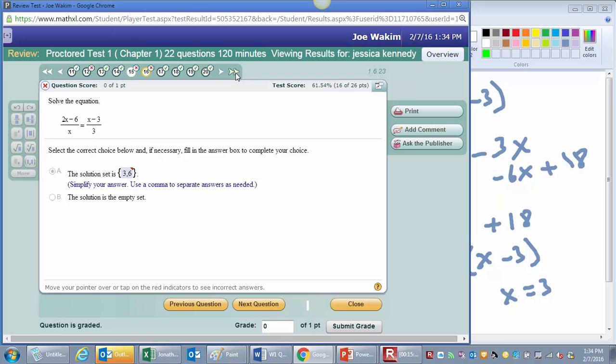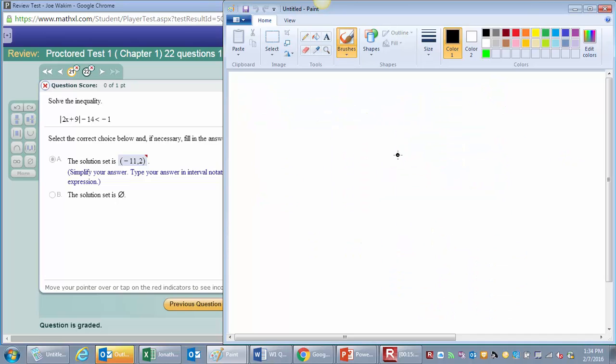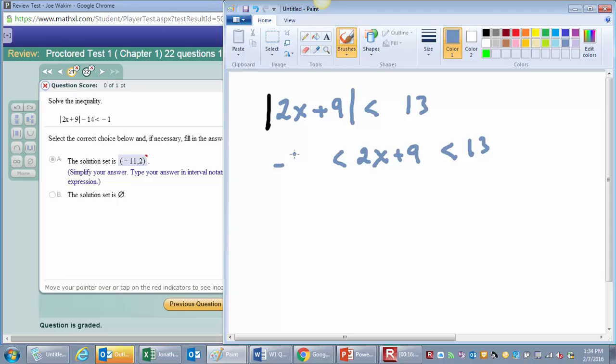The next mistake is number 21 and 22. Let's try 21. On number 21, it's an absolute value. So let's isolate the absolute value first. So that would be 2x plus 9. Move the 14 to the right side, add 14. This will cancel. 14 minus 1, 13. Less than 13. So in a case when you have less, then it should be in between. So you can change this absolute value to 2x plus 9 less than 13 and greater than minus 13.